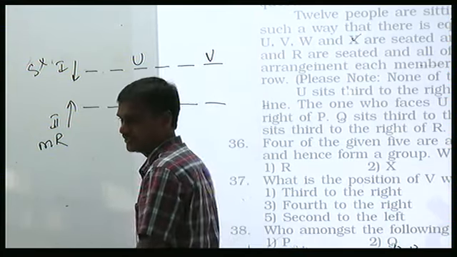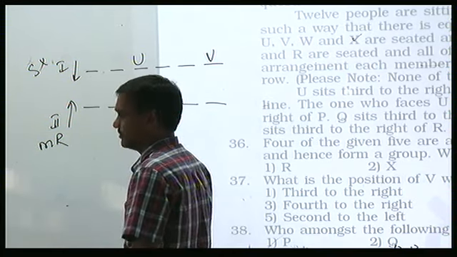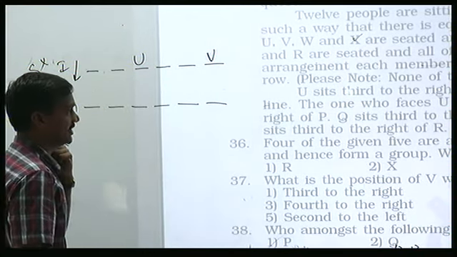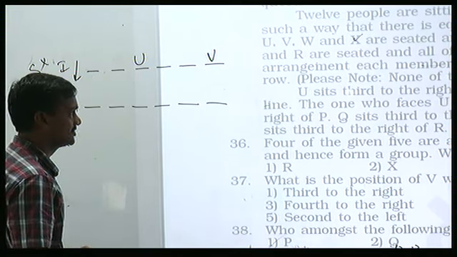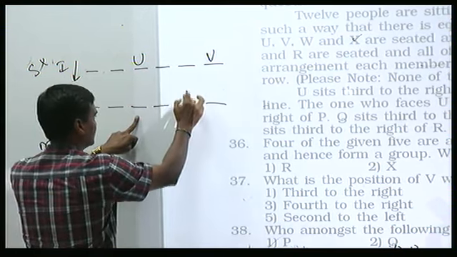This is one possibility. What is the other possibility? V here, U here, that is the second possibility, isn't it? Because U cannot be at the end. Then, U sits third to the right of V. U is not at any end. The one who faces U sits second to the left of P.